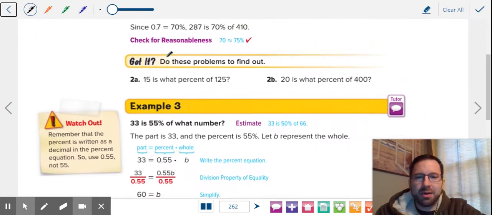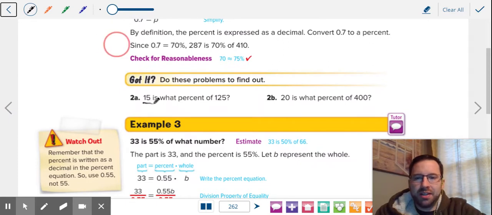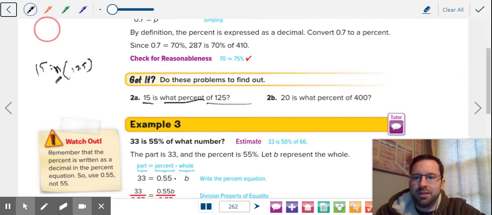So now in these problems, we know 15 is what percent? We don't know the percent. And in this case, we know the whole. So 15 is what percent of 125. So when you balance an equation, you look, what's happening here? This is multiplication. So we're going to undo with divide. We're going to divide both sides by 125. So these will cancel. 15 divided by 125 will be our answer.